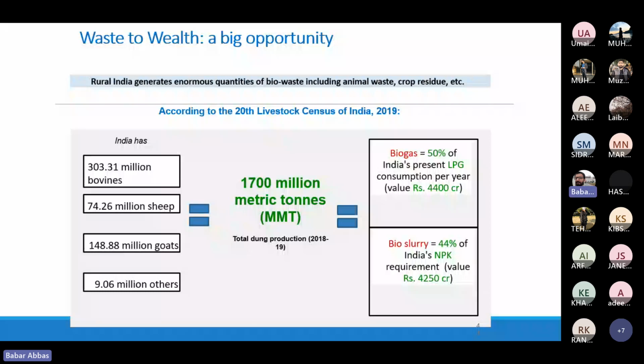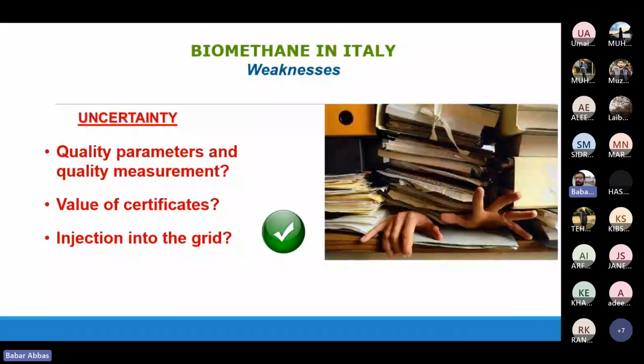So quality parameters and quality measurement is a missing thing. These are the weaknesses. Value of the certificates is a missing thing. Injection into the grid system is also under consideration and still being investigated, that if we produce too much biogas, how it can be coupled with the national grid.